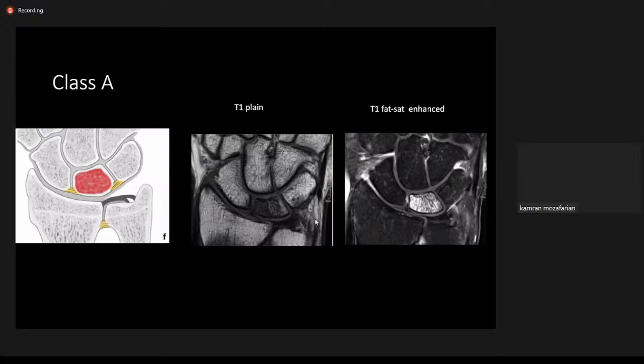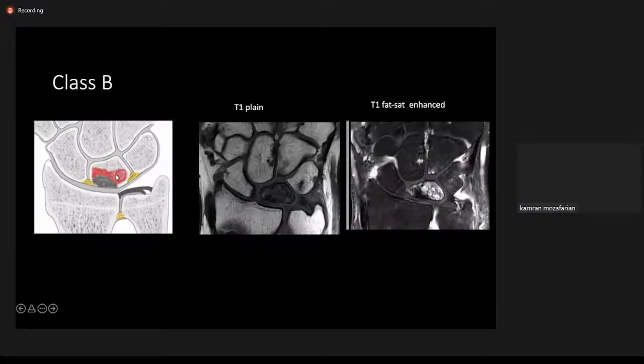In class B, we have both ischemia, which is colored in red, and also partial necrosis in the proximal part of the bone, just adjacent to each other. So we get, again, hypersignal in T1, but in the enhanced sequence, the ischemic part is sclerotic but enhanced, but the necrotic tissue is not.